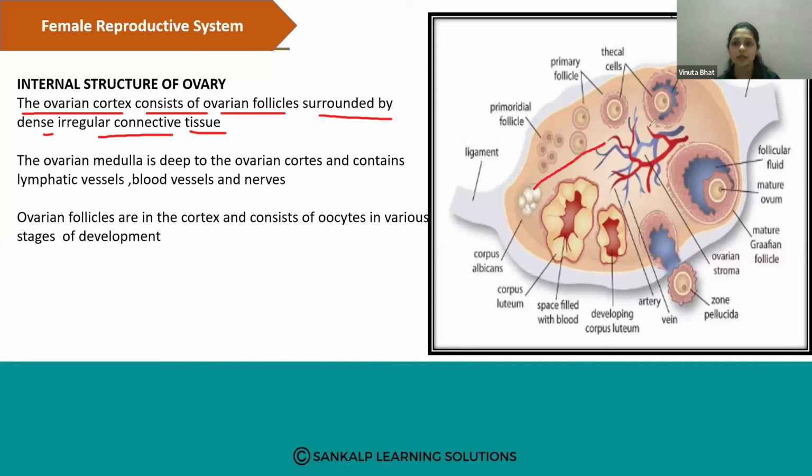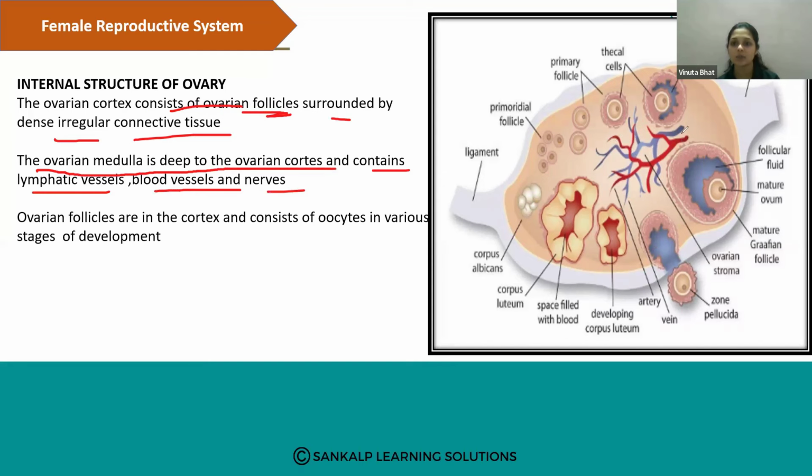The outer part is the cortex, right? So here it is the cortex, and what is inside is the medulla. The cortex region consists of ovarian follicles surrounded by dense irregular connective tissue, and the ovarian medulla is deep to the ovarian cortex and contains the lymphatic vessels, blood vessels and the nerves. So here you can see lymphatic vessels and blood vessels. So that is present in the medulla region.